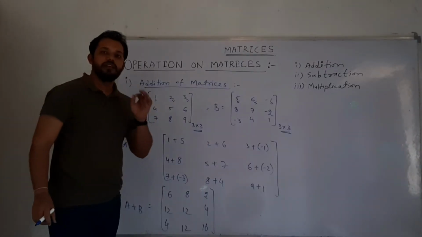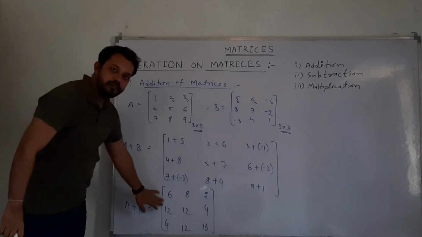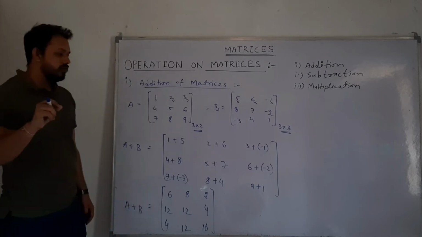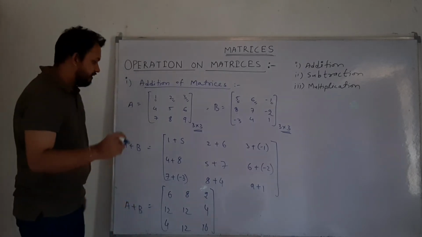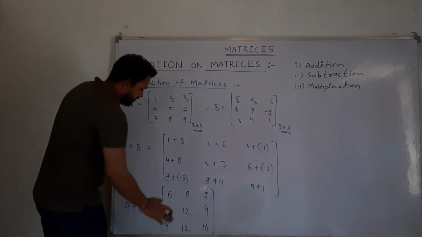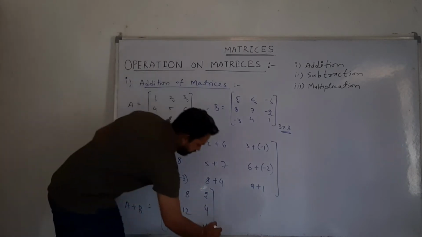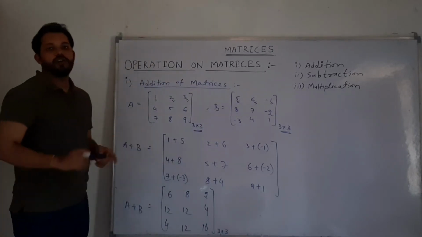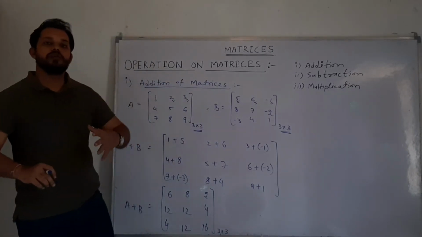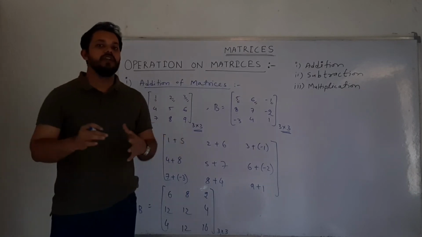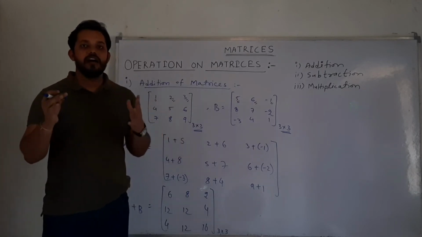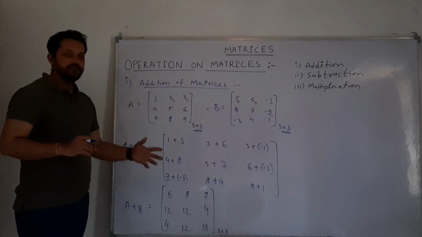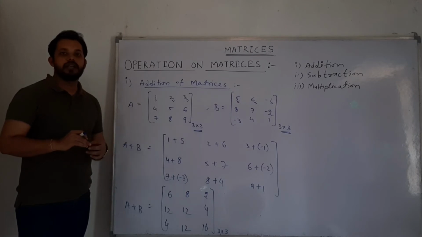So students, here you can see we got a third matrix A plus B whose value is this. And one thing we can notice here is that the order of this matrix is again 3 cross 3 because it has 3 rows and 3 columns. So we can conclude the order of a matrix will not change after the addition. And this is how the operation of addition is performed on matrices.